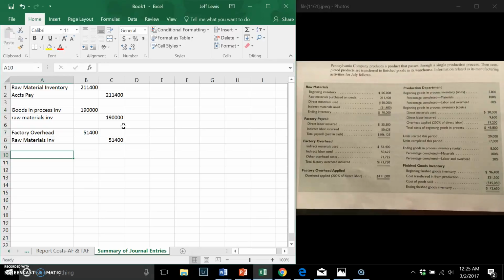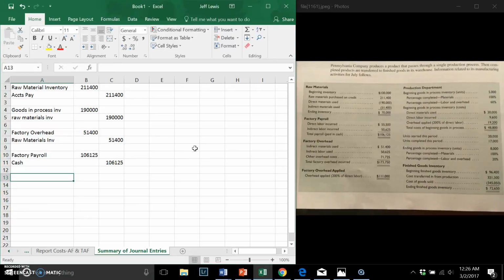This is pretty simple. It's just remembering the accounts that is going to be the most difficult part of doing this on a test. The next entry, part D of part 5, is factory payroll costs. The two accounts are factory payroll and cash, since you're paying for the factory payroll with cash. You look right here, total factory payroll paid in cash, 106,125. Guess what you're going to write for your debits and credits? 106,125 and 106,125. Wow, part D is done.